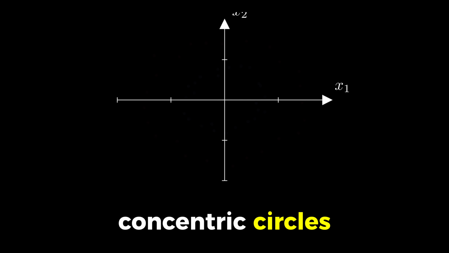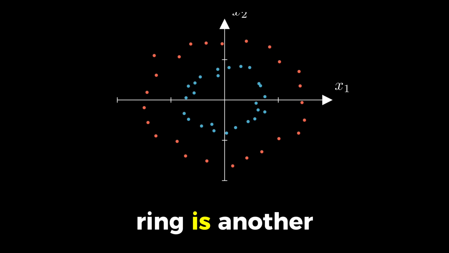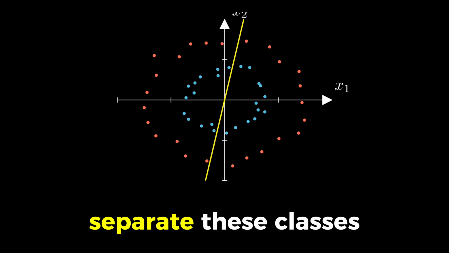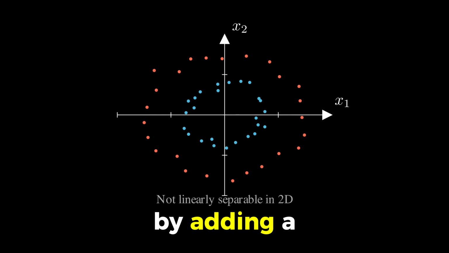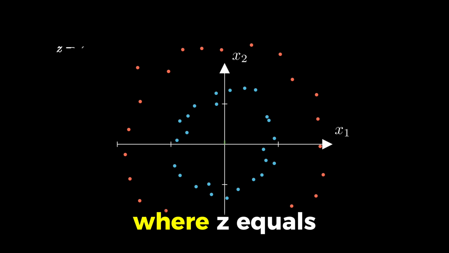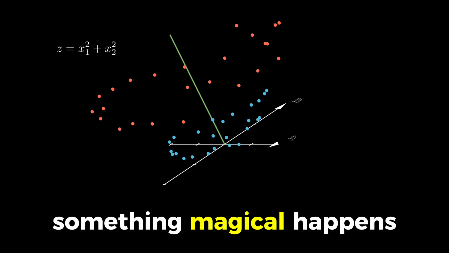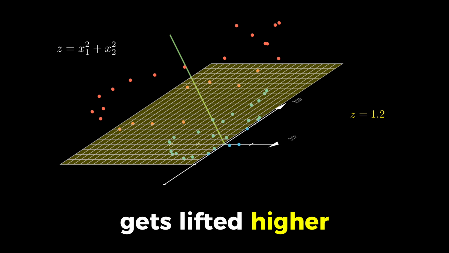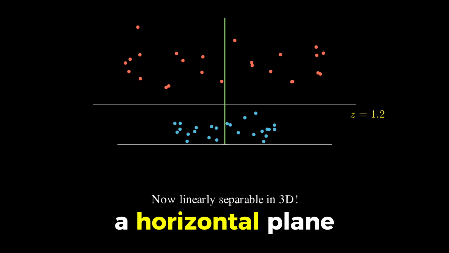Here we have data arranged in concentric circles. The inner circle is one class and the outer ring is another class. There is clearly no straight line that can separate these classes, but if we transform our data by adding a third dimension z, where z equals x squared plus y squared, something magical happens. The outer ring gets lifted higher than the inner circle, and now we can separate the classes with a horizontal plane.